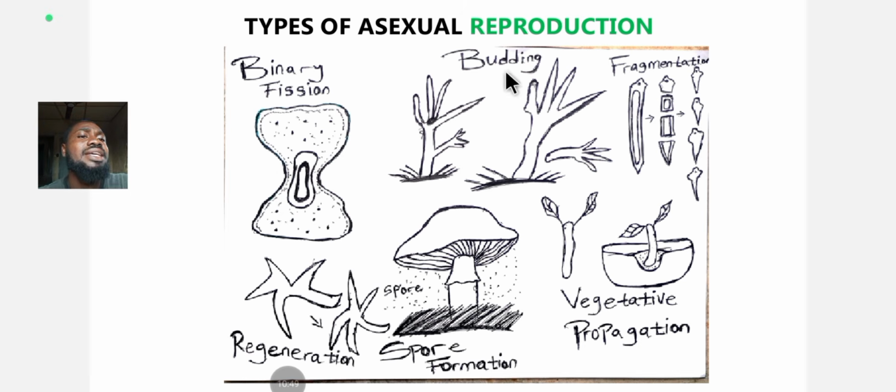identical. The next here is budding, and you can see what we have here on budding. Budding is an outgrowth, a little outgrowth that eventually turns into a new organism. That's budding. You can see where it fell off from the hydra. This is the hydra.